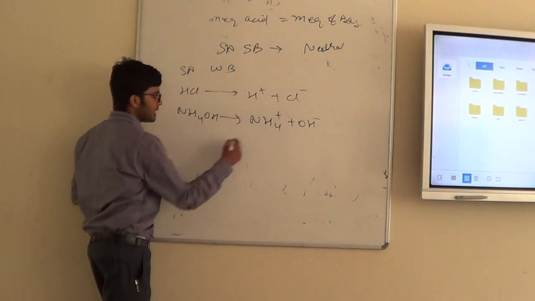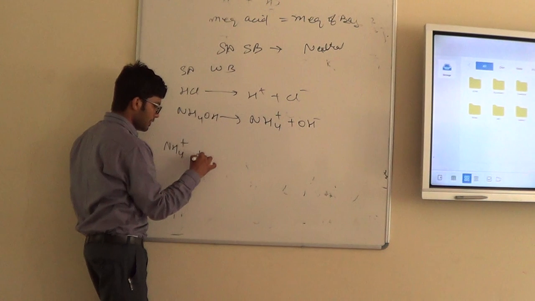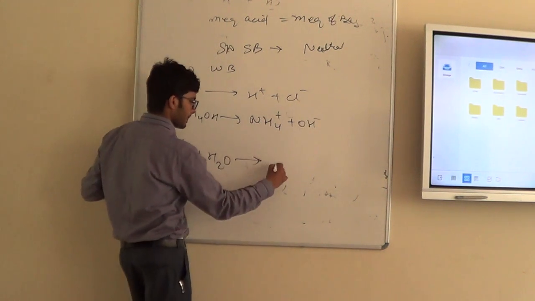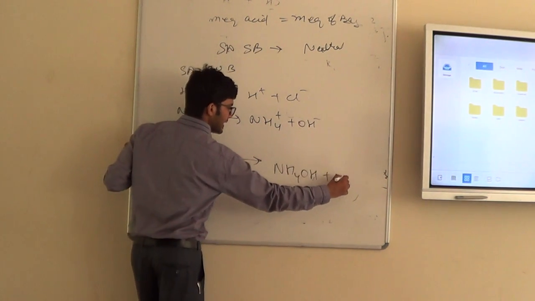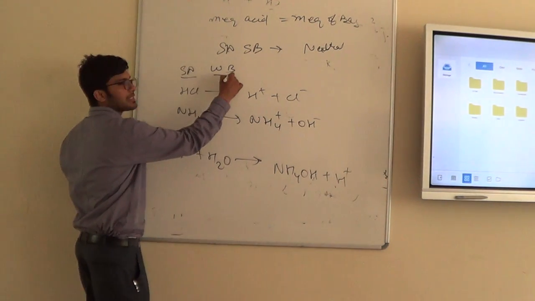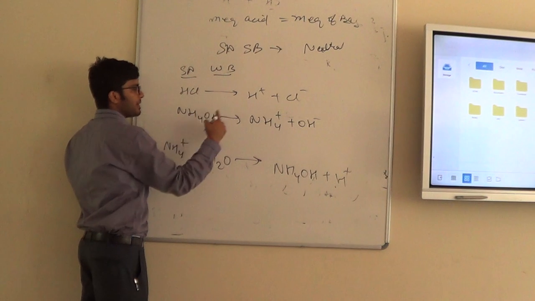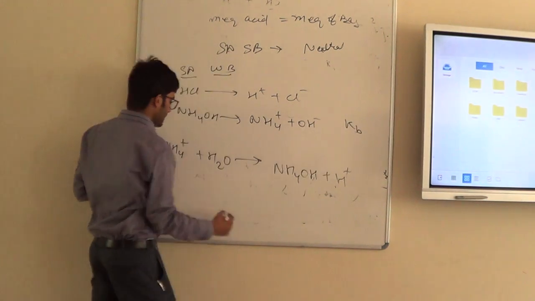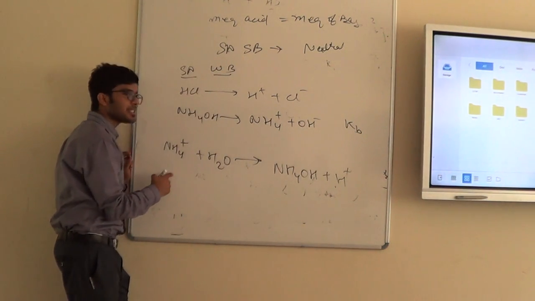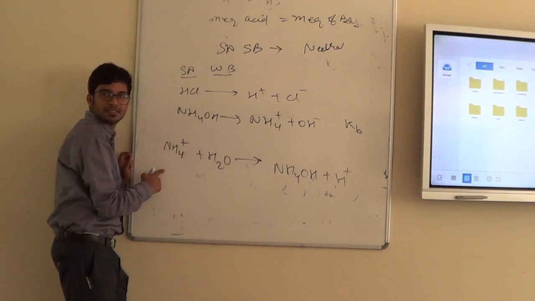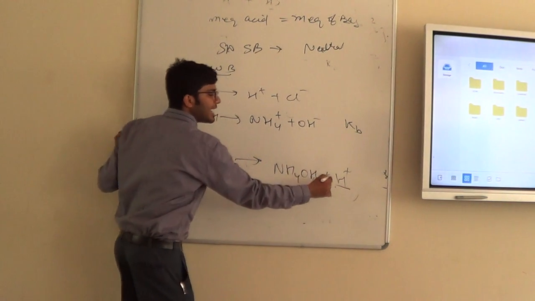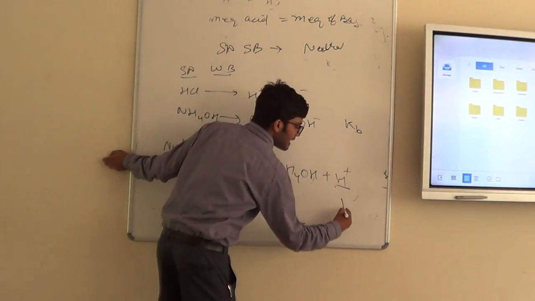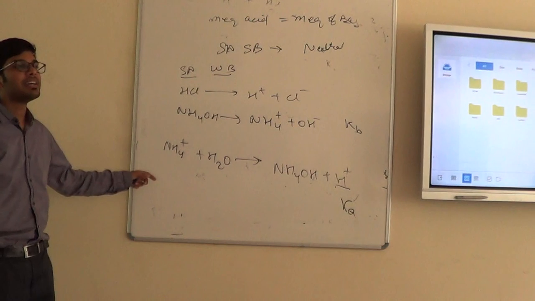What will happen after this? This NH4+ will react with H2O to give NH3 and H+. We are taking a strong acid and weak base in equal equivalents. Now this is the weak base, so I can write Kb, and this is hydrolysis of the cation of the weak base. Hydrolysis of the cation of a weak base gives H+, meaning it acts like an acid. So I can write Ka for this. That's why it is an acidic solution.